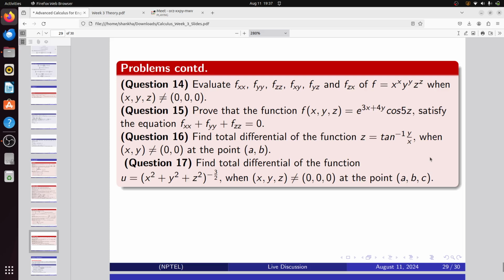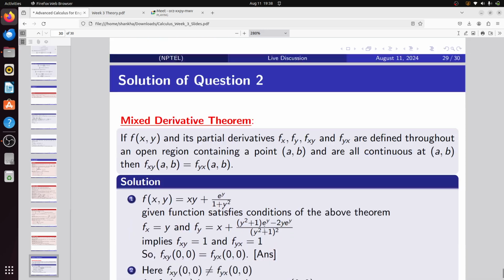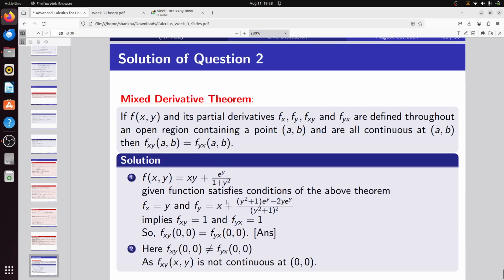Okay, this is also a total differential. Now I told you that I will discuss question number 2. For the following function, you need to check whether del 2f del x del y and del 2f del y del x are equal or not at the point 0, 0. If not, you need to give reasons. I discussed this in the last class also. That is called the mixed derivative theorem. If fxy and its partial derivatives are defined throughout an open region containing the point (a, b) and are all continuous at (a, b), then fxy(a, b) is equal to fyx(a, b). Now f equals xy plus e power y by 1 plus y square. This satisfies the condition above.